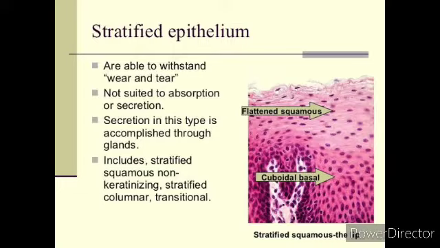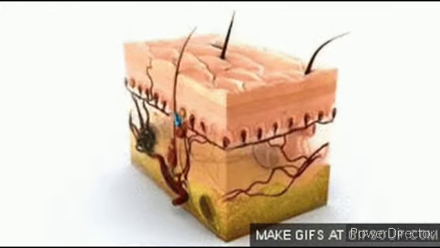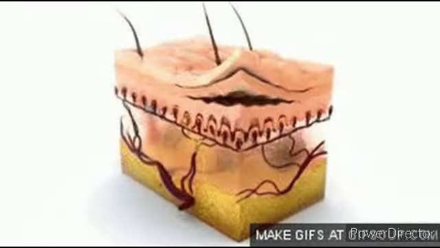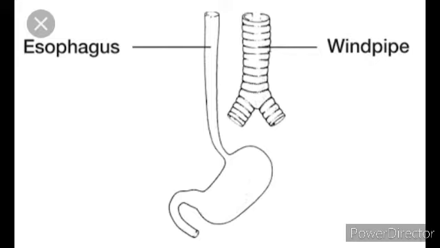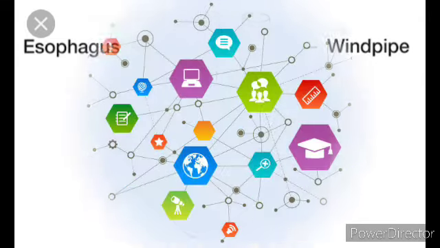Stratified epithelium. Cells lined up one over the other form stratified epithelium. It is found in places of wear and tear like the epidermis, lining of skin, mouth cavity, and esophagus.